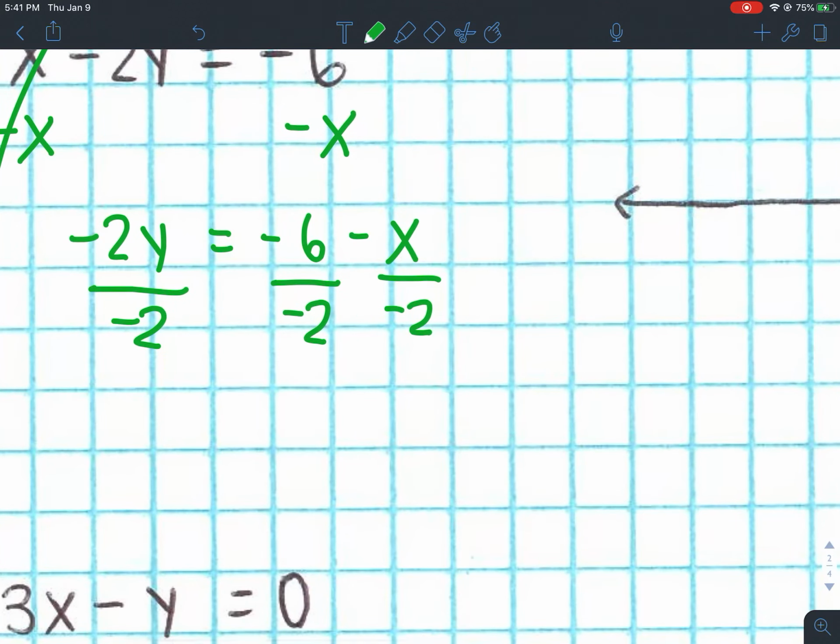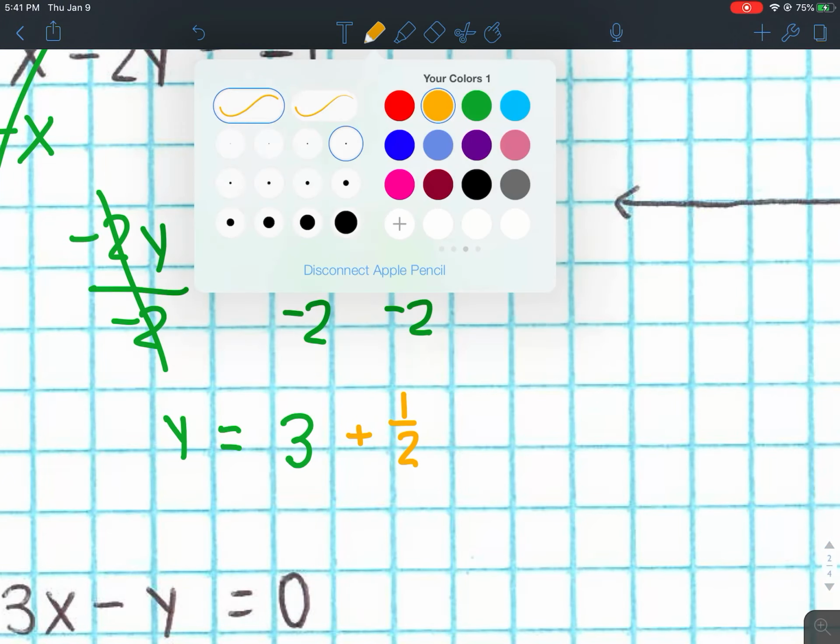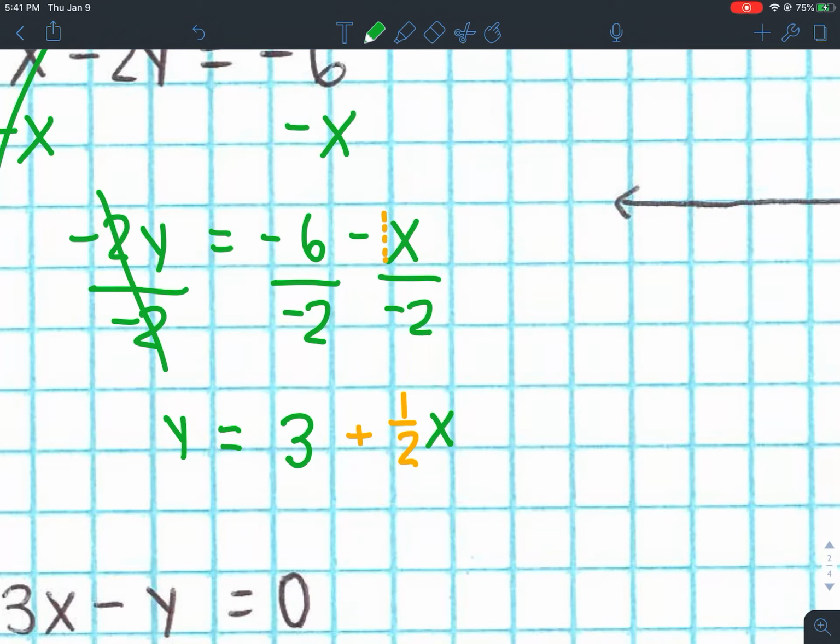Well, negative 2 divided by negative 2 cancels, and that's just y. Negative 6 divided by negative 2 is positive 3. Now, be careful here. We have really a negative 1. There's technically a 1 in front of that x, so we have negative 1 divided by negative 2, which is positive 1/2 x. So be super careful there. Negative 1 divided by negative 2 is going to make a positive 1/2.